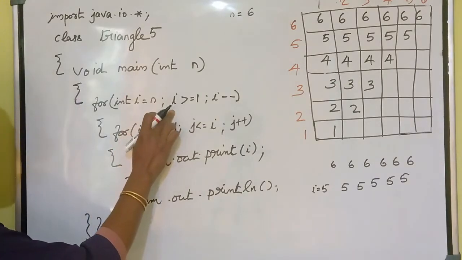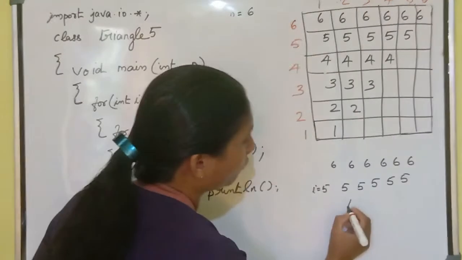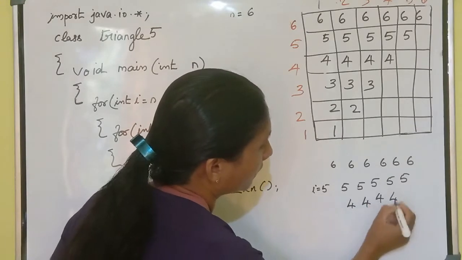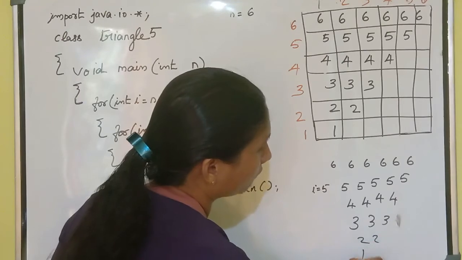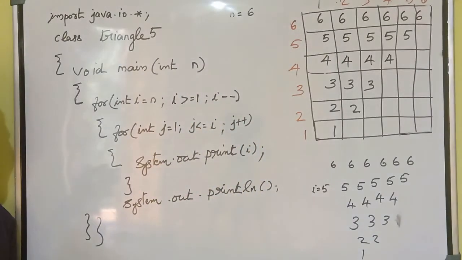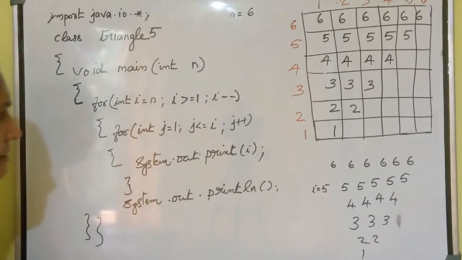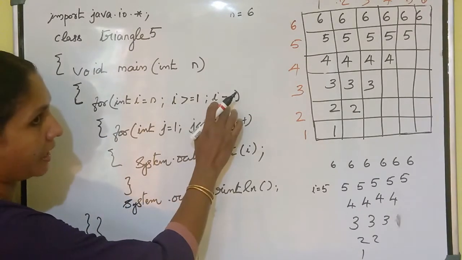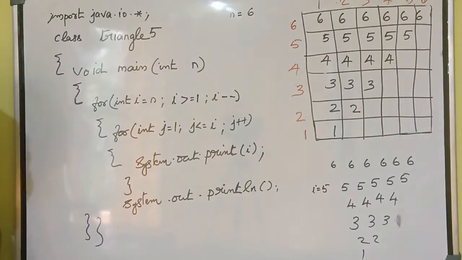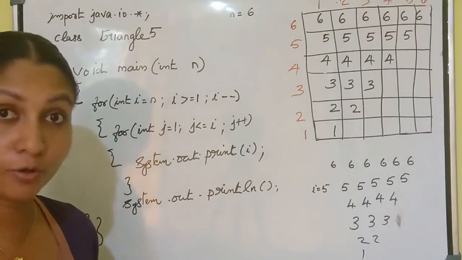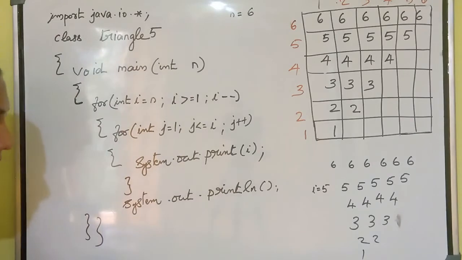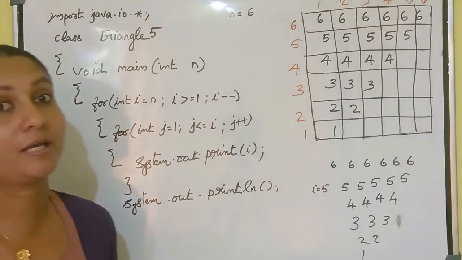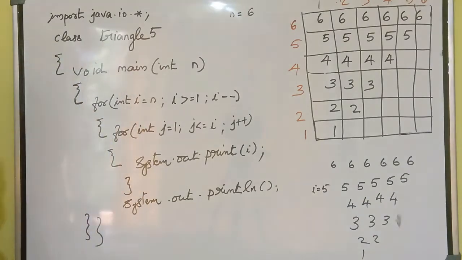Again the value of i will be decreasing. You will get 4, 4, 4, 4. Like this way. Next time we will get 3, 3, 3. Then 2, 2. Then 1. Like this way it is developing. Then we just change the limit of i in this way if you want to get an inverted triangle. You know how to print the right angle triangle, I explained in the last video. If you want to get an inverted triangle, just change the i loop values. Then you will get this pattern. I think you all understood this one.